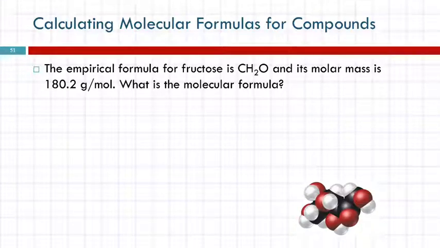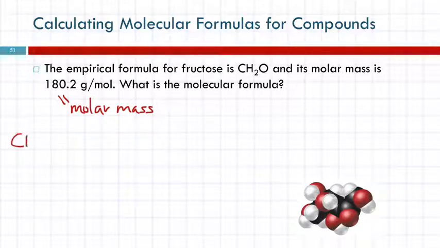The empirical formula for fructose is CH2O. It's actually one we did earlier. Its molar mass is 180.2 grams per mole. What's the molecular formula? So this is the molar mass of the compound. This is the empirical formula.